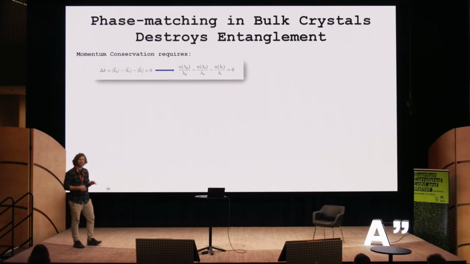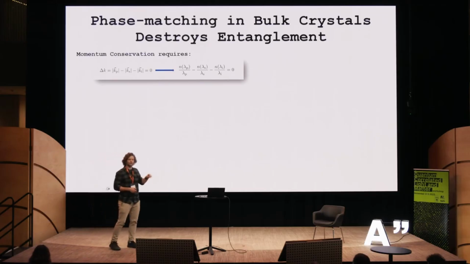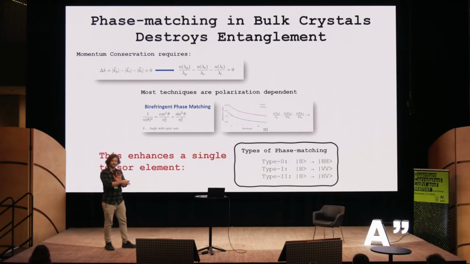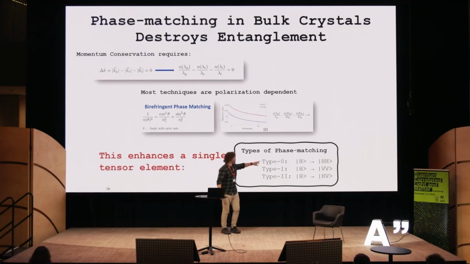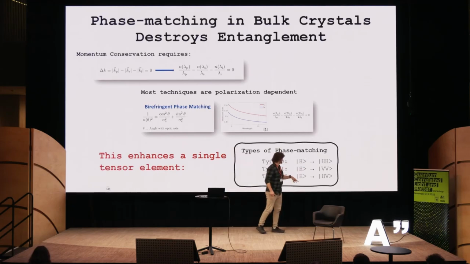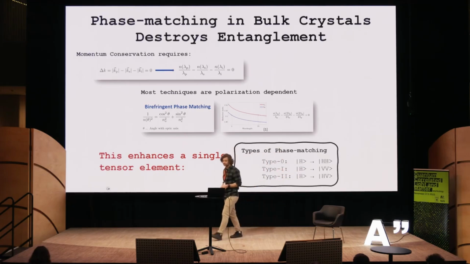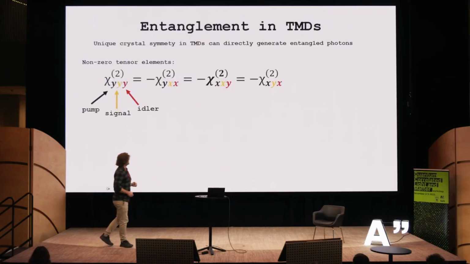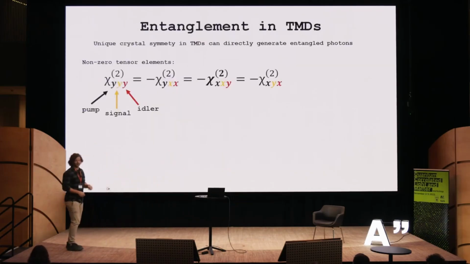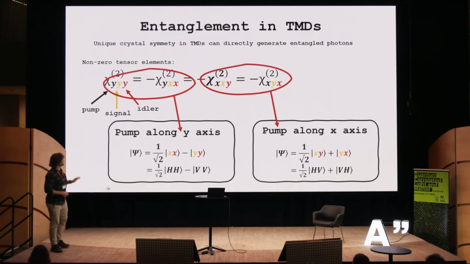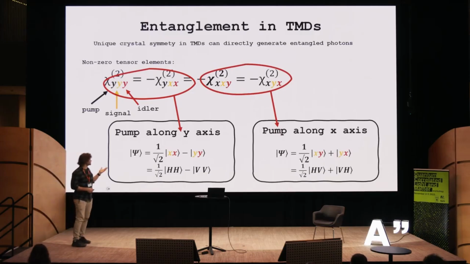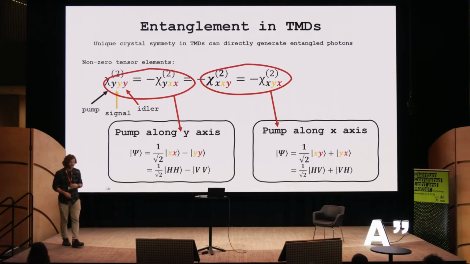It turns out the phase matching is exactly the problem. So in normal crystals, when we do phase matching, I won't go into the details, but it's essentially polarization dependent. So we typically have to enhance conversion of just one of these tensor elements, which leads to these different classifications of nonlinear processes. So if you have type 0, we pump along H and we make HH, and so on. Type 2, we turn an H photon into an HV photon. So these aren't entangled. But now if we don't have phase matching, and we look at the non-zero tensor elements of our 3R MoS2, we find that we actually have the same 4 non-zero tensor elements. So again, this means we should be able to directly pump this crystal at 2 different polarization states and generate 2 different polarization entangled photon states.